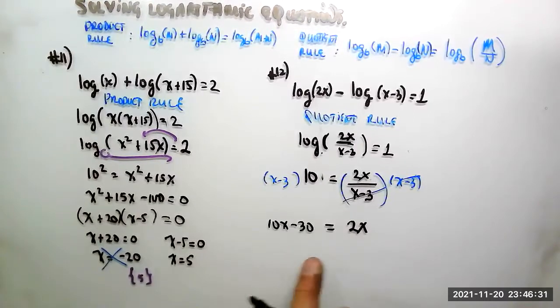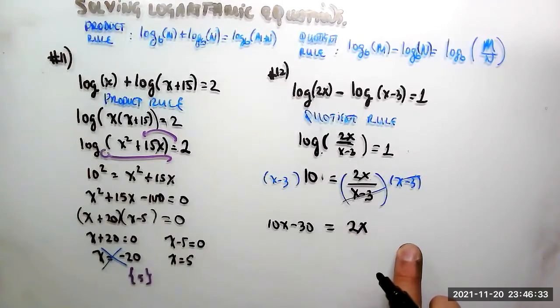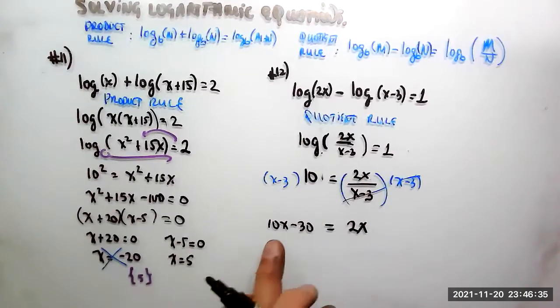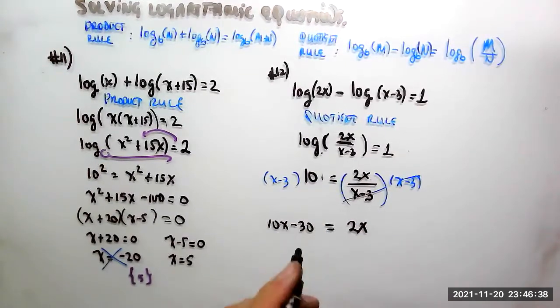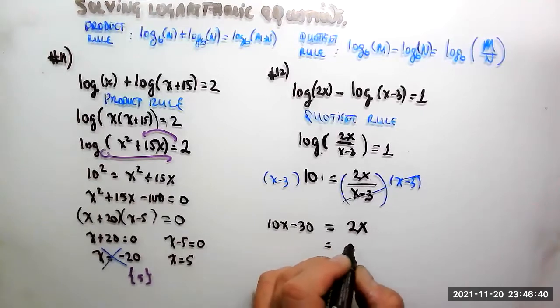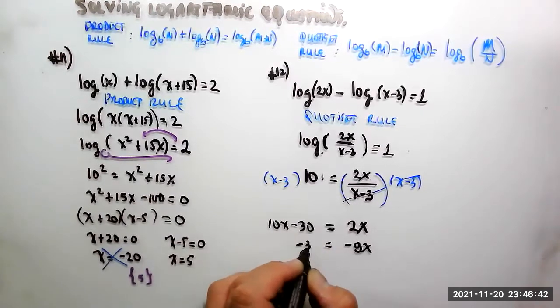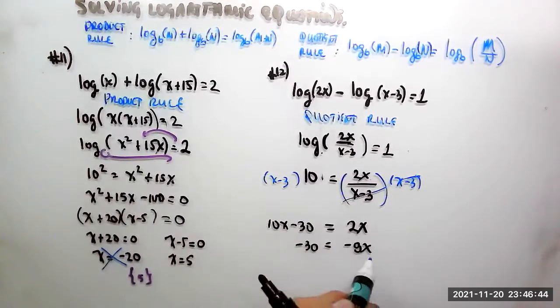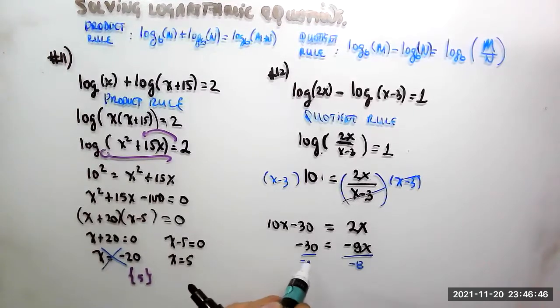Solving for x, we can add 2x to 30, or subtract 2x, but it's easier to subtract 10x. 2 minus 10 will be negative 8x equals negative 30. And we divide by negative 8. X equals positive 30 over 8, or 15 over 4. And we are done.